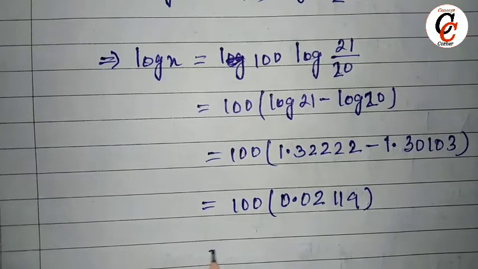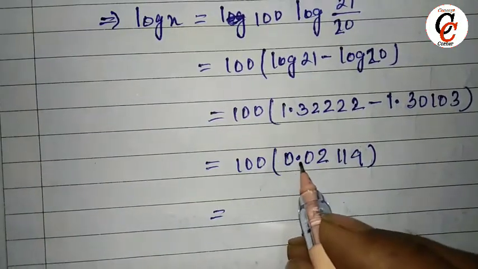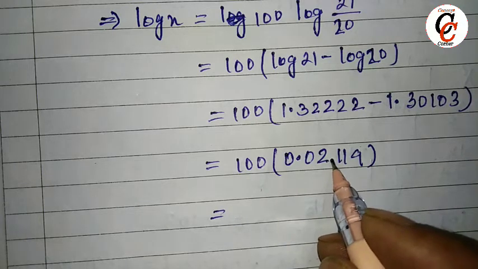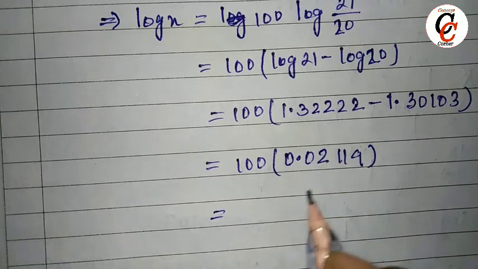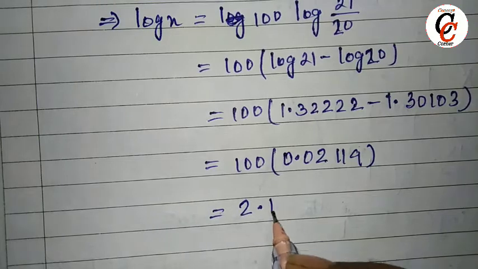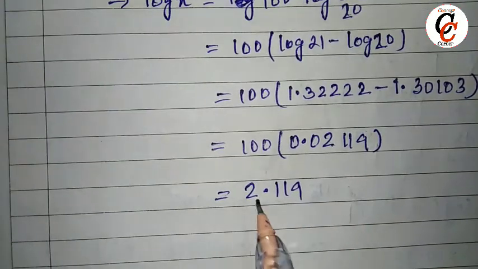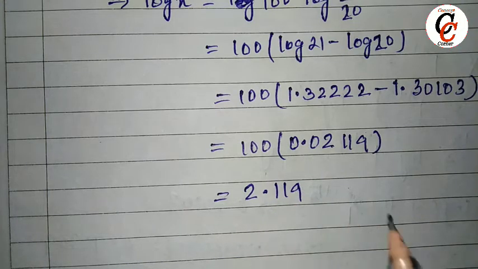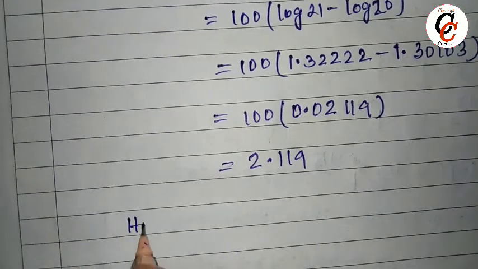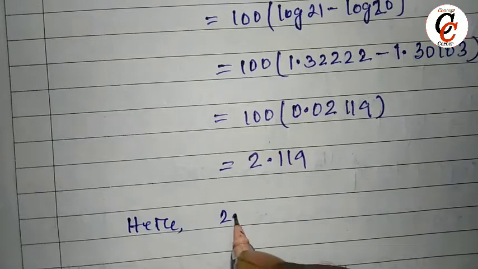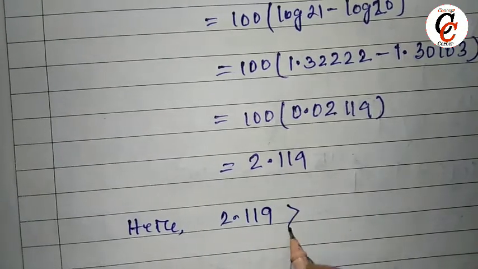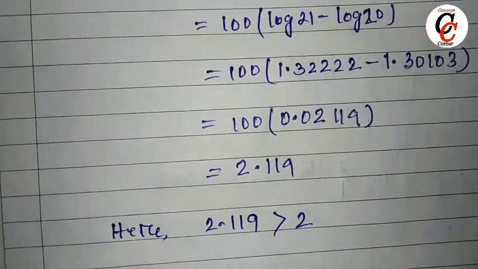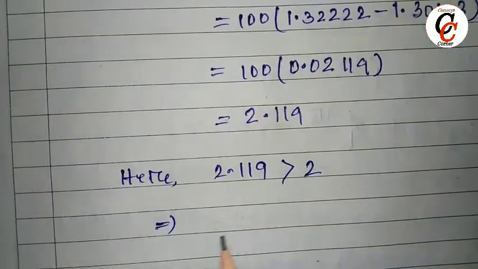After subtracting this value we get 0.02119. If we multiply by 100, the decimal point will be shifted to the right by 2 digits, so that means 2.119. Now see, this value is already greater than 2. Here you can write 2.119 is already greater than 2.